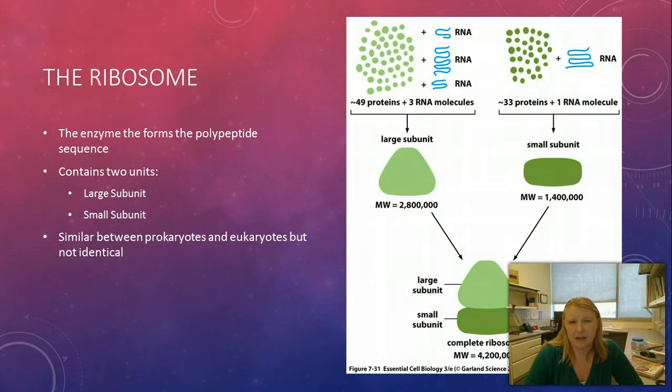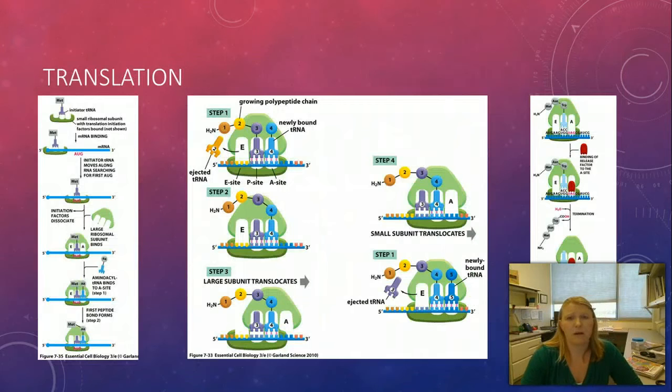So it's important to understand the structure of the ribosome and how there are different components. It's not just that the ribosome is rRNA, it's that the rRNA is part of the ribosome as well as proteins. So now let's look at the process of translation.